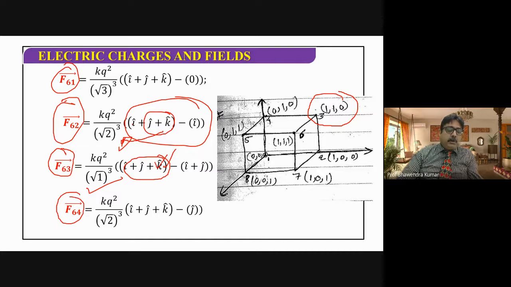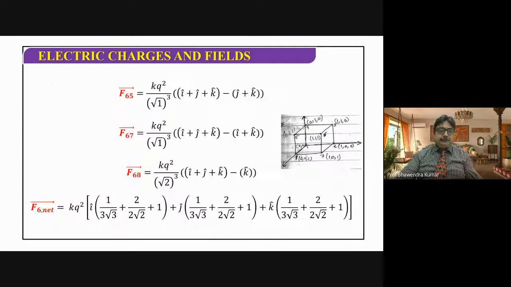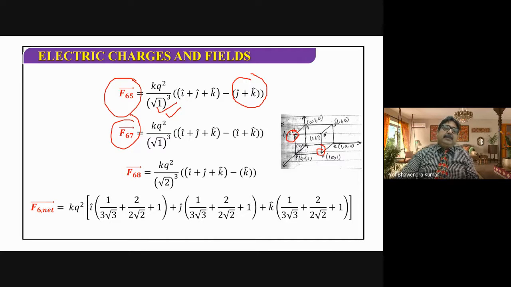When we talk about F64, we focus on point 6, that is i plus j plus k, and point 4 is only j cap, so it will be i plus j plus k minus j, that is i cap plus k cap, and the modulus will be root 2. Similarly for F65, point 5, it will be j plus k, and the modulus of R will be 1. Similarly for F67, point 7, that is i plus k. So this will be the R vector and this will be the modulus.